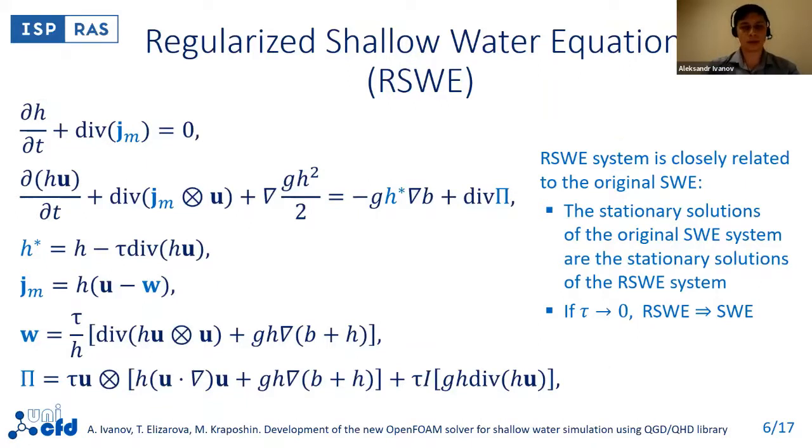The numerical algorithms for solving the original shallow water equation system are varied and rather complicated because of the instability of the solution. But the regularized system has additional terms in the form of second spatial derivatives, which make the numerical solution more stable. The regularized system also has two important properties. It is closely related to the original system: the stationary solutions of the original system are stationary solutions for the regularized one. And if we consider tau equal to 0, the regularized system goes to the original shallow water equation system.